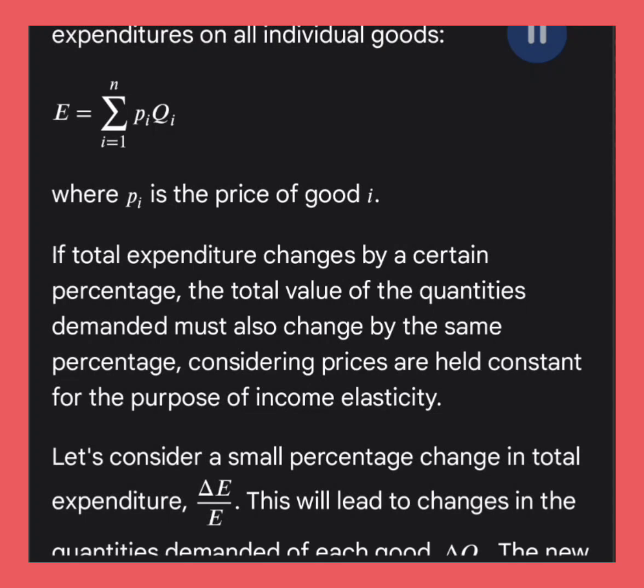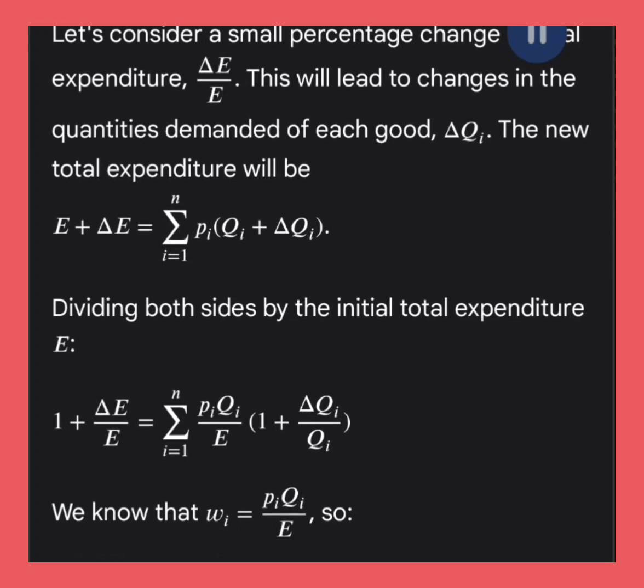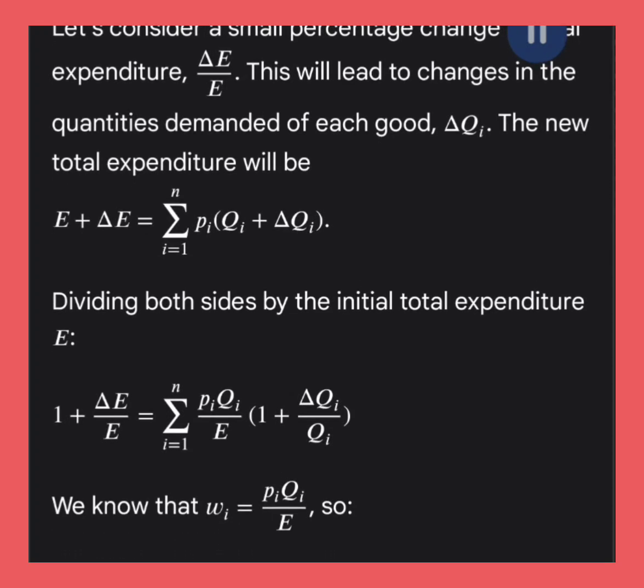Let's consider a small percentage change in total expenditure, $\Delta E$. This will lead to changes in the quantities demanded of each good, $\Delta Q_i$. The new total expenditure will be $E + \Delta E = \sum_{i=1}^{n} P_i (Q_i + \Delta Q_i)$, dividing both sides by the initial total expenditure $E$.